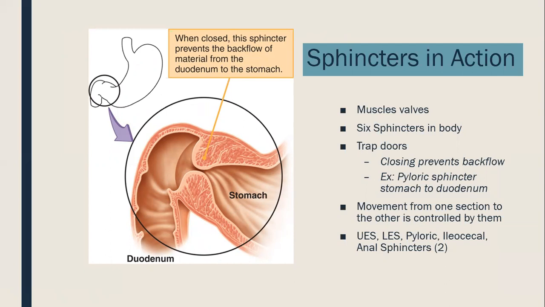Along this pathway, we also have a bunch of sphincters in action, and the sphincters are really just muscular contractions where we can pinch off one level or one area to prevent food from moving forward until it's ready or until we're ready. Think of it as a trap door. Something can go through, but it's not really meant to come back the way it came. A good example of this is our pyloric sphincter here that separates the stomach from the duodenum. Outside of the pyloric sphincter, we have our upper esophageal sphincter, our lower esophageal sphincter, our ileocecal valve, and then our two anal sphincters. And these make up all of the sphincters along the pathway.